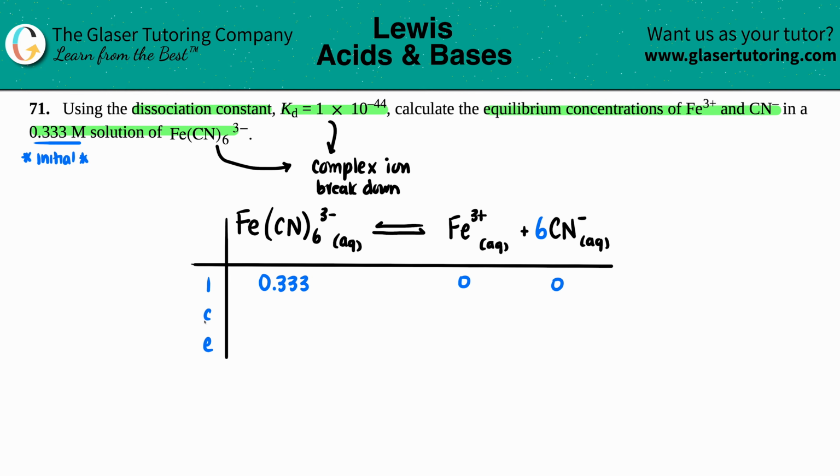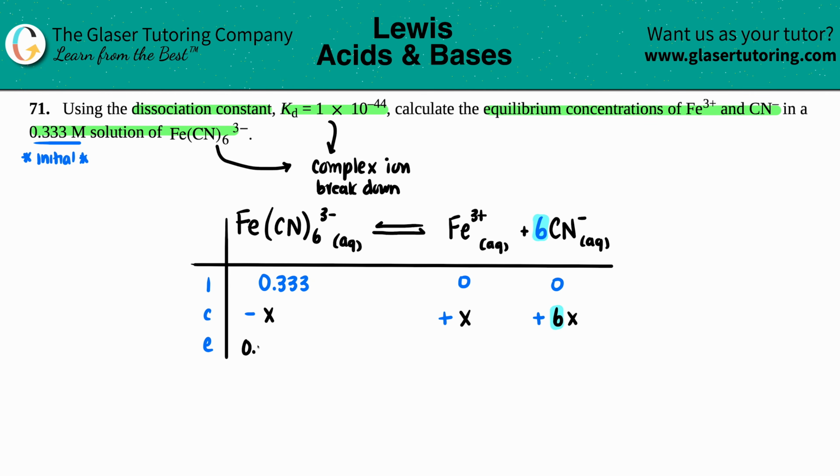C stands for change. Remember, if you start off with nothing, you could only go up from there. So this would have to be the plus side, and this would have to be the minus side. Now we're just plussing and minusing by x, because we don't know what the change is. And it goes with the mole ratios. So there was only one complex ion, so this would be minus 1x, or just minus x. One Fe3+, so plus 1x or plus x. But now, since we have a 6 in front of the cyanide ion, you have to say plus 6x. That has to match. And now equilibrium, we're just bringing it all together.